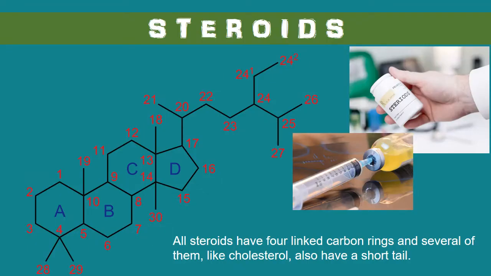Lastly, steroids are another class of lipid molecules, identifiable by their structure of four fused rings. Although they do not resemble the other lipids structurally, steroids are included in the lipid category because they are also hydrophobic and insoluble in water. All steroids have four linked carbon rings and several of them, like cholesterol, also have a short tail.